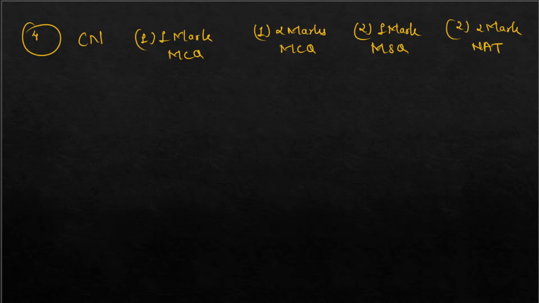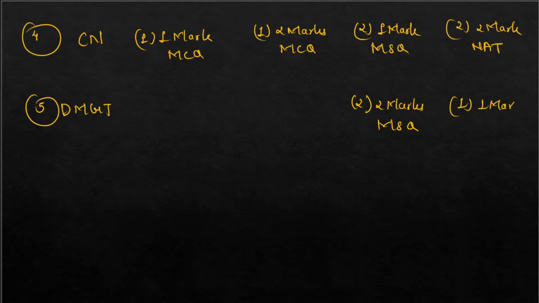Okay everyone. Now fifth is DMGT, which we also say as DMS, discrete mathematics. In discrete mathematics, 2 questions came for 2 marks, which were MSQ type, and 1 question came for 1 mark, and that was of NAT type.